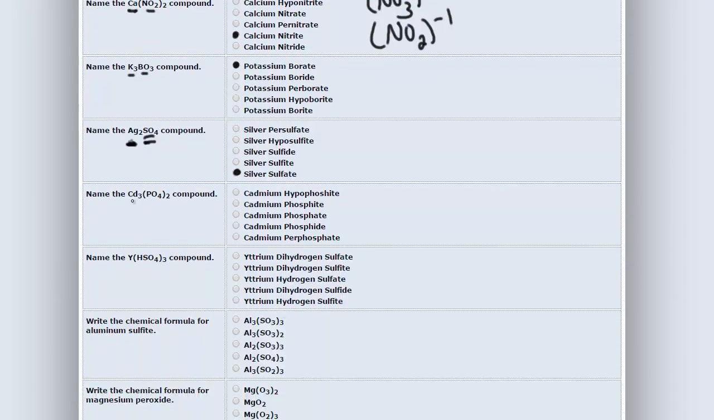Name this compound. Cd is cadmium and PO4 is phosphate. Cadmium phosphate.